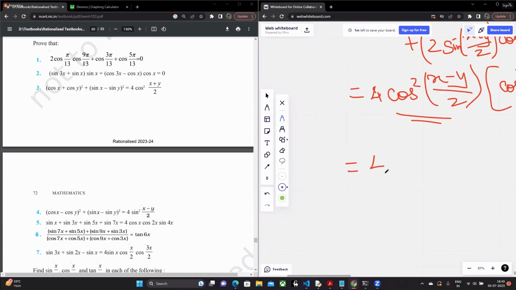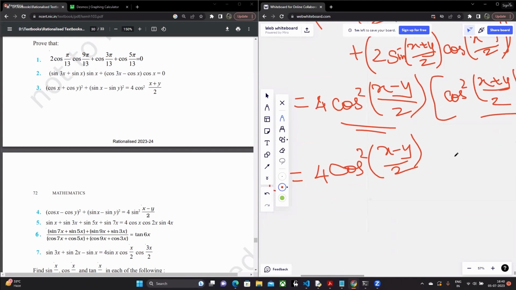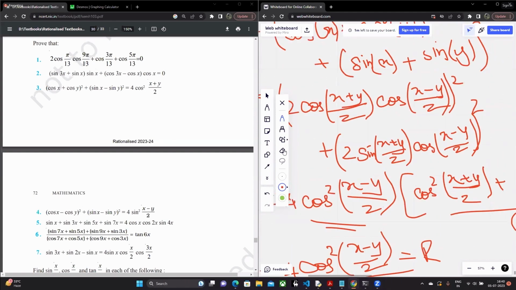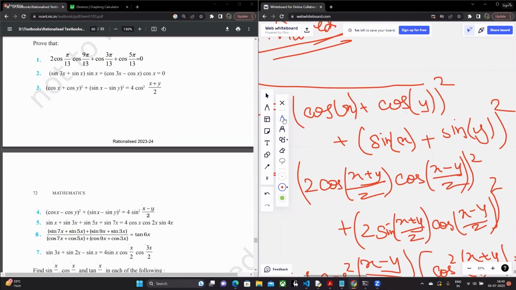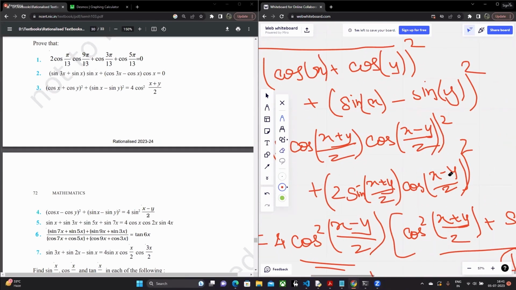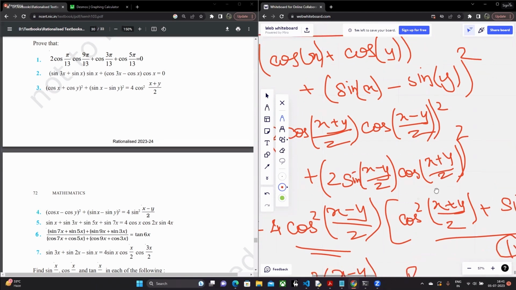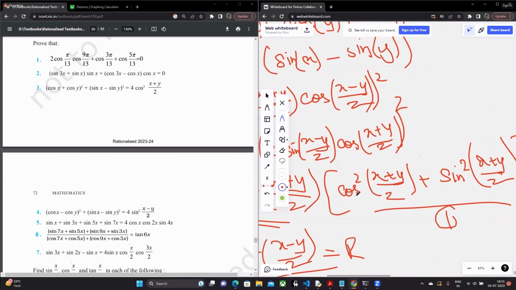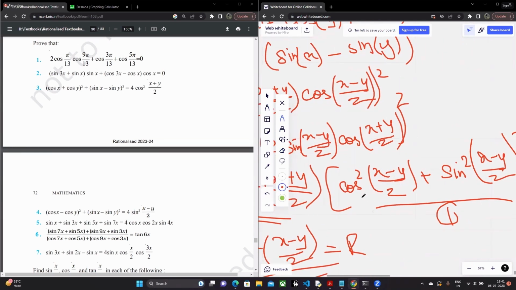Therefore, I just directly skip a step and write that this is equal to 4 cos square of (x minus y) by 2. And this is the left hand side. This is equal to the right hand side. Wait a minute. Okay, I made a mistake. Sorry. So here is a minus. So over here, I'll get that this has to be a minus and this has to be a plus. So over here, there will be a plus. Over here, both these cases, there will be a minus. And so you'll be left with a plus over here.